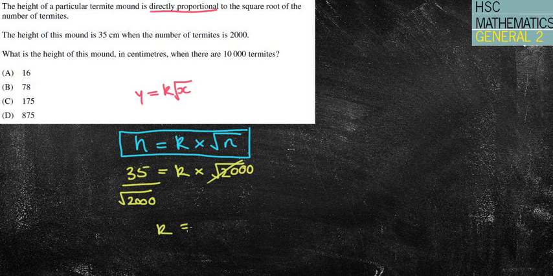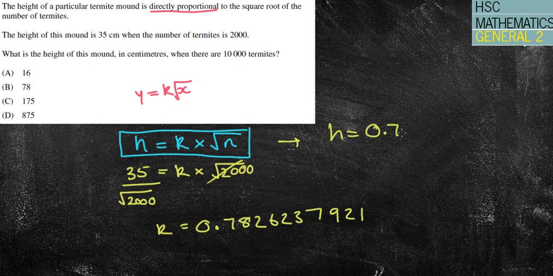Now notice that's not a very nice answer. If I do that, I get something like 0.7826237921. Now I'm going to keep that value in my calculator for the last calculation, but in case I don't, I've got my value there. So I'm going to rewrite that and put h equals 0.7826 times root n.